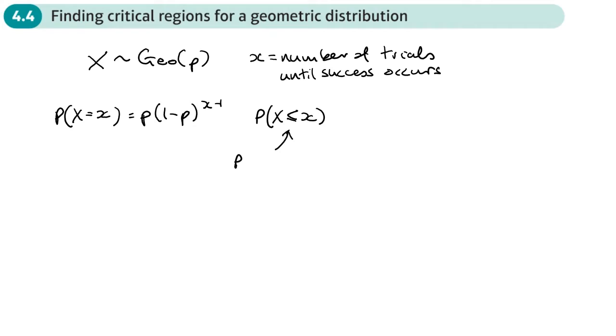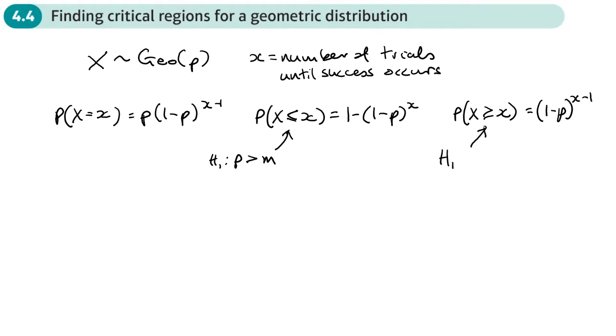lower tail test for where H1 is probability greater than, and I think in the book they use the letter M to represent that. So it's the opposite way around. So 1 minus p to the power x, and if we're doing an upper tail test, this is the working. So 1 minus p to the power x minus 1, and this is when H1 is going to be where there's a decrease in the probability.